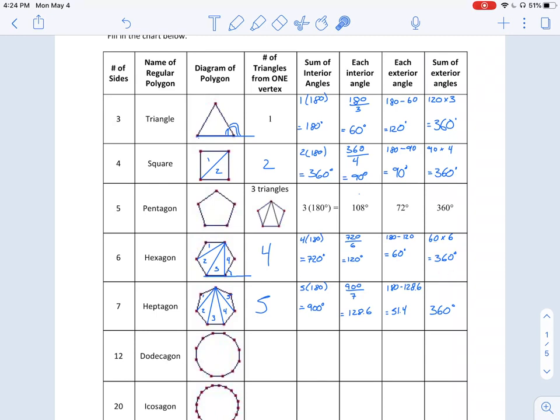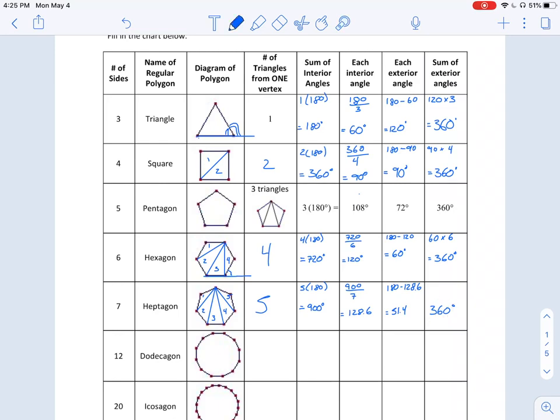Last diagram, we're going to talk about the heptagon. 7 sides, we get 5 triangles. 5 times 180, the interior angles all add up to 900 degrees. Each of those angles is 128.6. Each exterior angle is 51.4 degrees, and the sum of the exterior angles is 360 degrees.